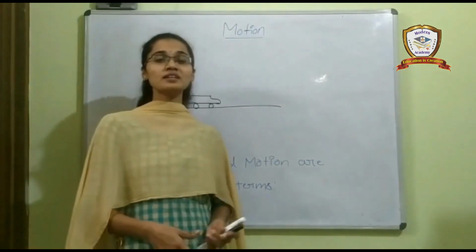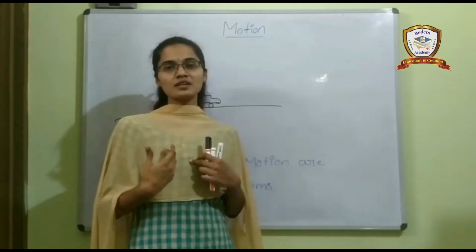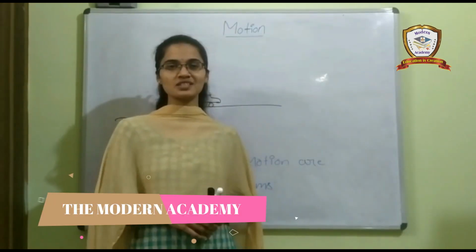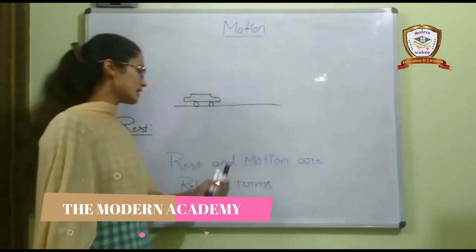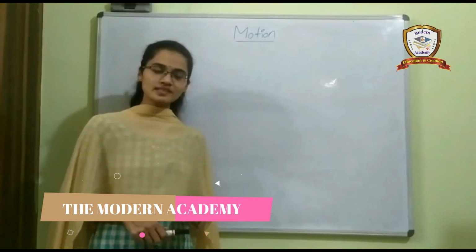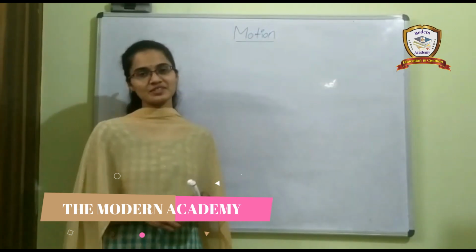And one more example, the earth. With respect to us, the earth is at rest. But with respect to the sun, the earth is in motion. This is also an example of rest and motion. Next I am going to discuss some basic definitions of motion.